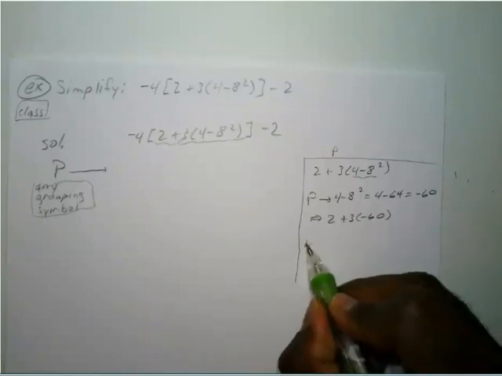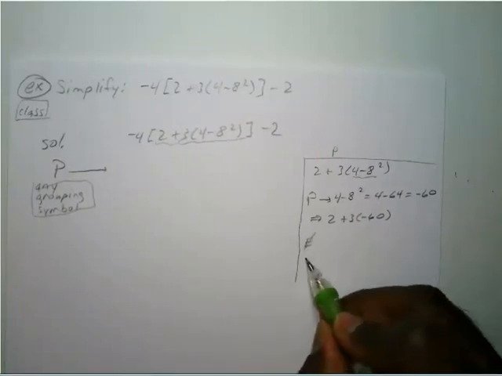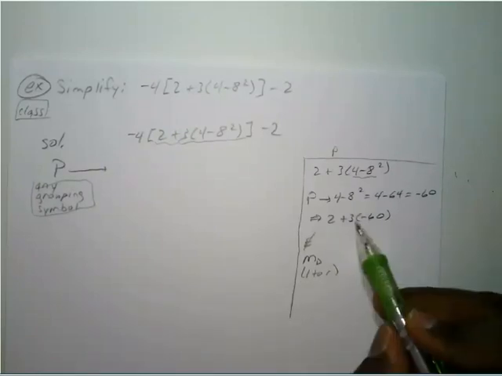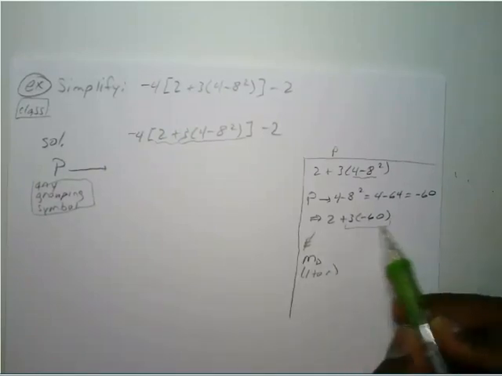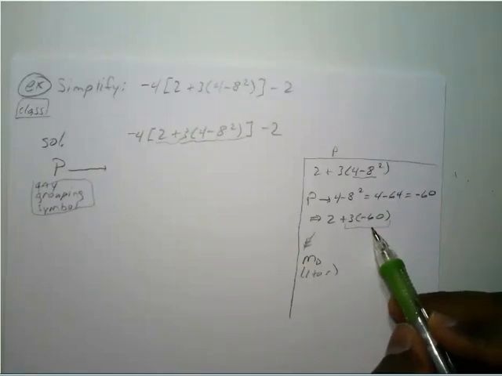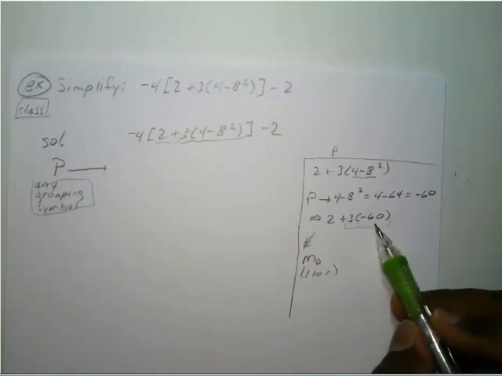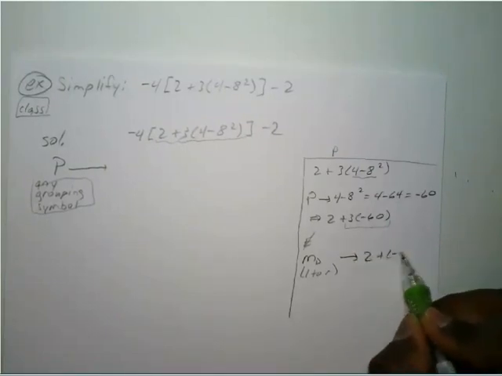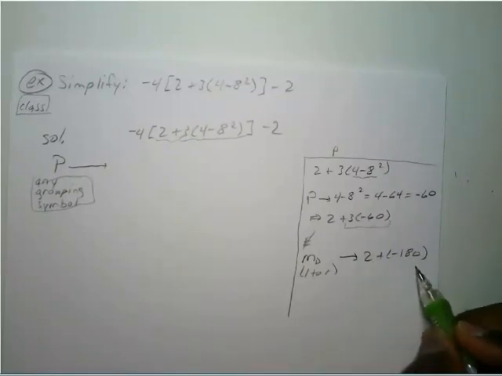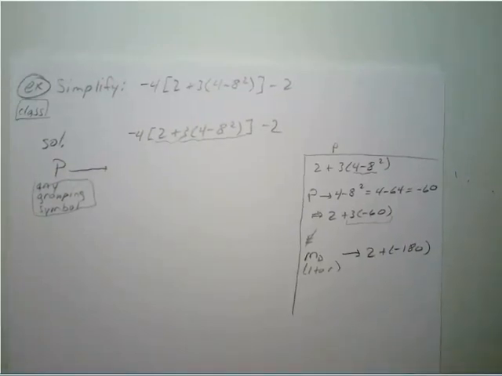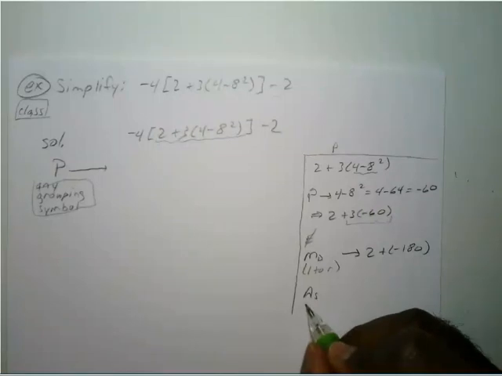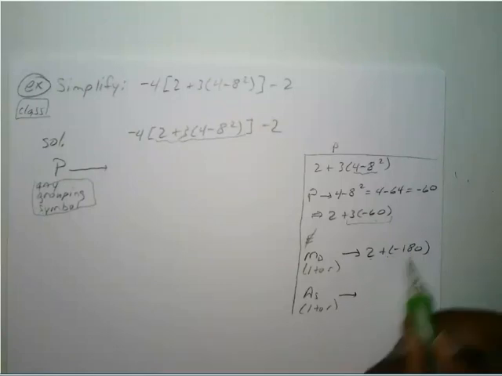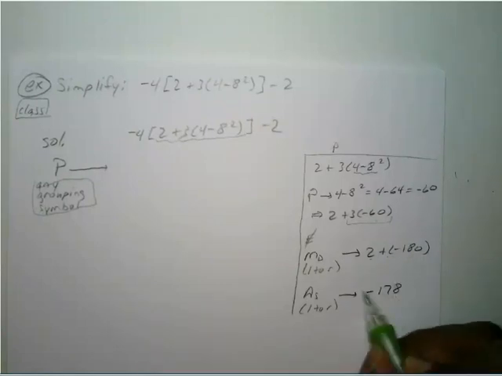Okay, so we don't have any exponents. We can skip that. Multiplication and division from left to right. Going left to right, we only have 3 times negative 60. So 3 times negative 60 is negative 180. That leaves you with 2 plus negative 180, or 2 minus 180, however you want to write it. And we do our adding and subtracting from left to right. 2 plus negative 180 is negative 178.